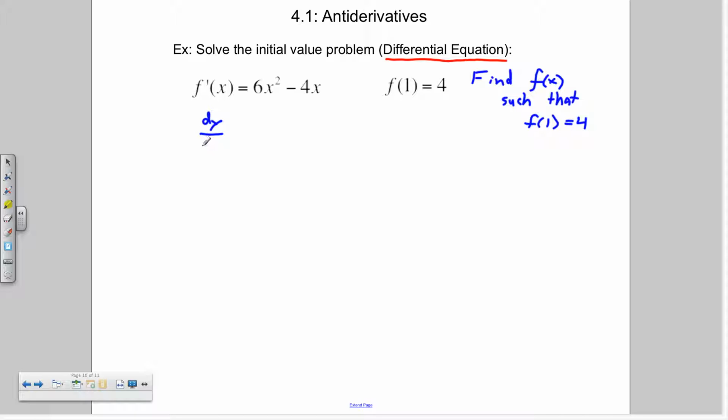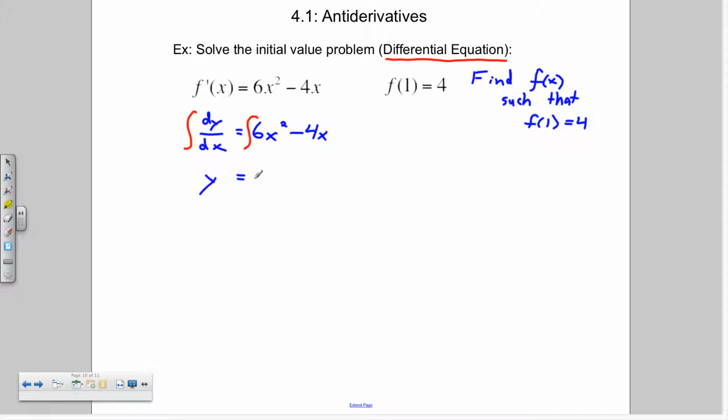You might also see these problems written like this. Instead of f prime, you might see dy dx equals, and then 6x squared minus 4x. And then what we would do from here is we would just quite simply antiderive and see what we get. So the antiderivative of the derivative is just the function. We'll call it y. Or f of x, up to you.